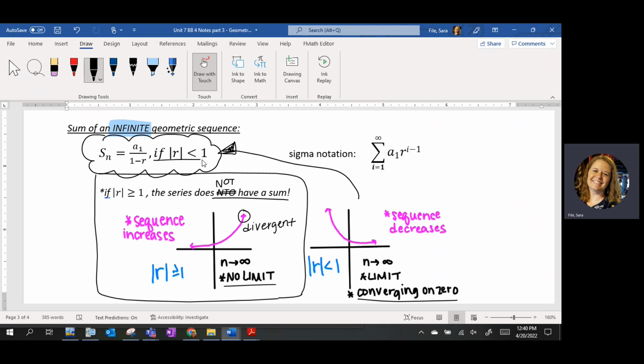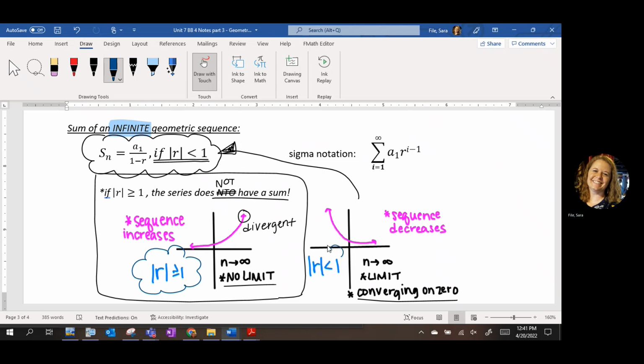And again, this is only if r is less than 1. That's how we determine which of these shapes, because we're not going to graph every problem. Okay, we just look at the r value and we ask ourselves, is r greater than or equal to 1? If so, it's divergent. It will not have a sum. If it's less than 1, though, this is a decreasing function, which means we can use the formula and get the sum. And the only thing different in the sigma notation is that your upper limit is now infinity. So we know it's infinite. So far, so good. Does that make sense?